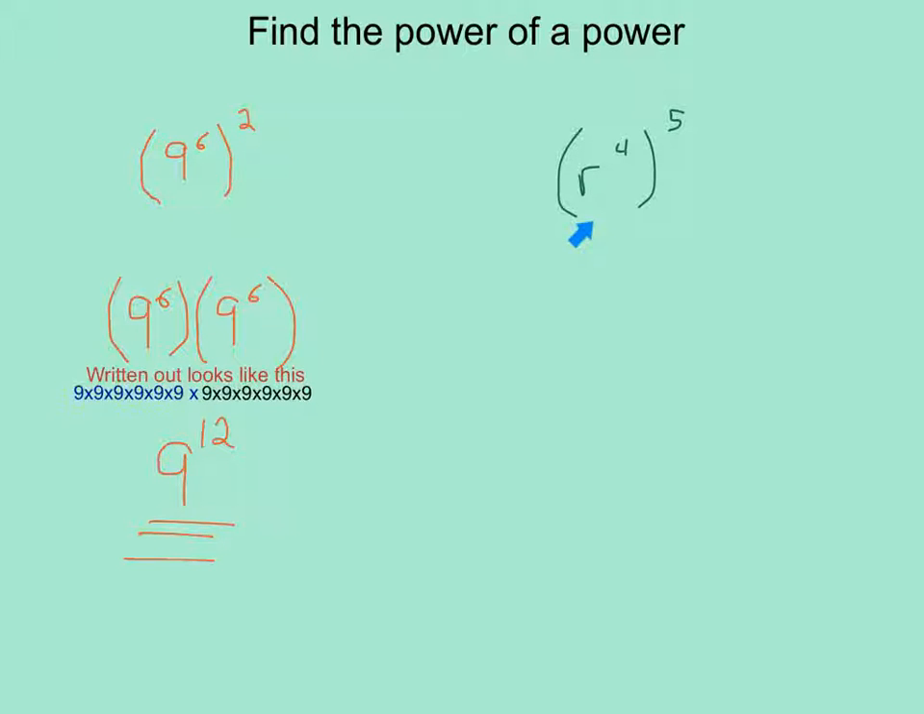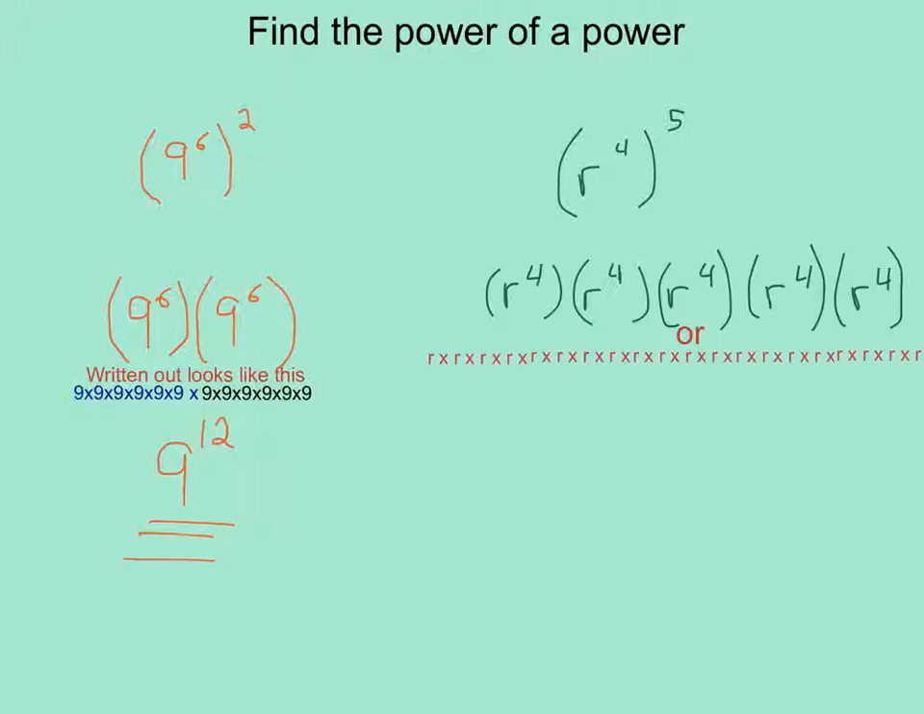In this next one over here, I have r to the 4th power to the 5th power. So when I write that out, I have 5 groups of r to the 4th power, which I've shown you right here. And so if I solved that, I would have r to the 20th power, because if I count up these 4th powers, I'm going to have 20.